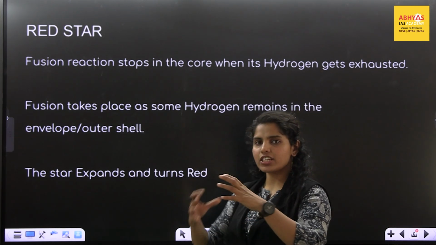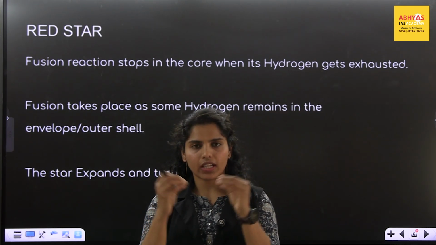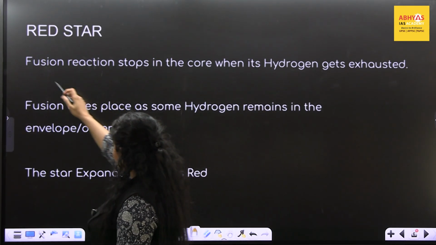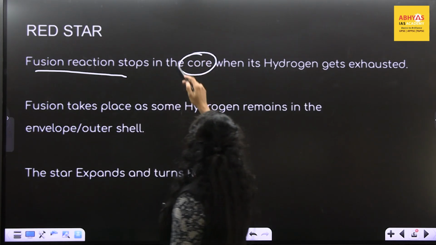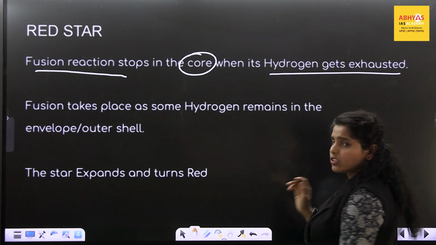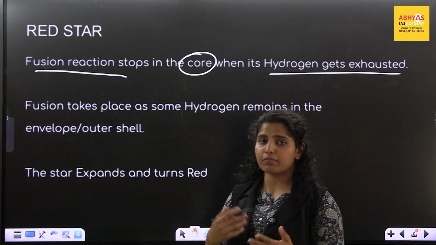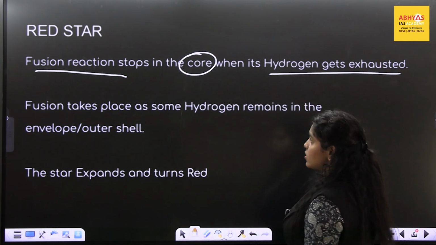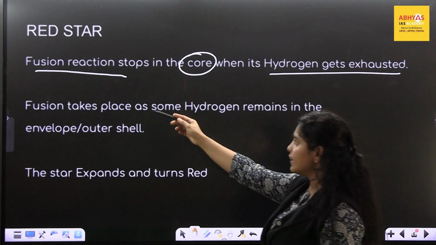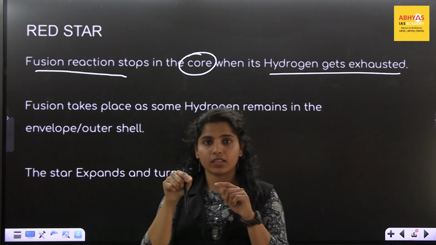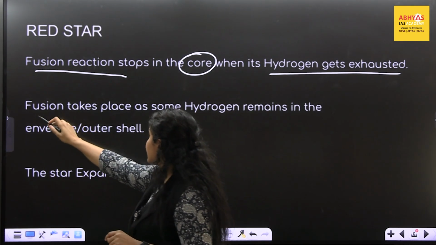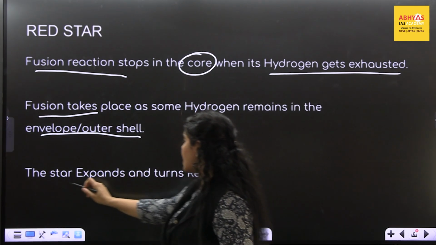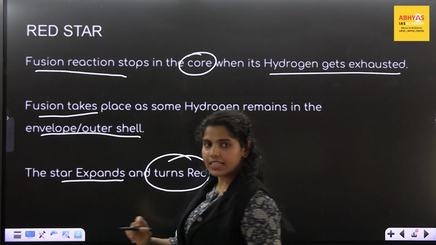Okay, now next, what is the red star? So now, because of gravitational pull, hydrogen collided and it emitted energy and temperature. So the fusion reaction in the core stopped because the hydrogen gas gets exhausted. Because of the collisions, the fusion and the emission, at one point of time the hydrogen gas in the core got exhausted. Okay, so there is no further fusion. So in the core it is exhausted, in the periphery it is there. So now fusion takes place in the envelope, the outer shell.